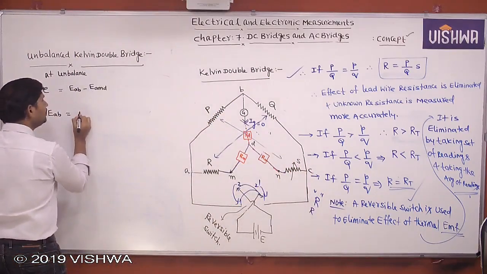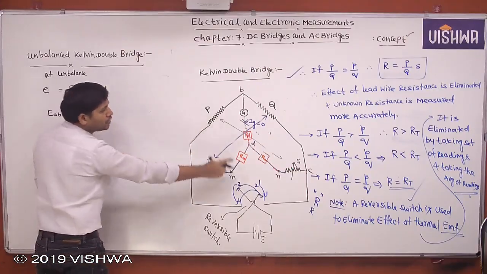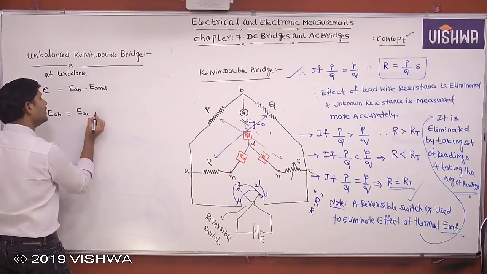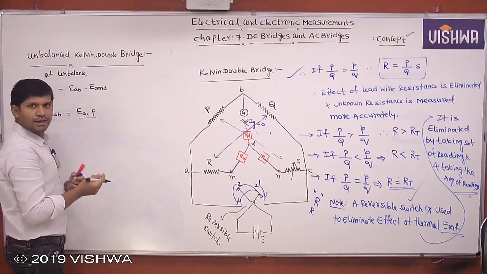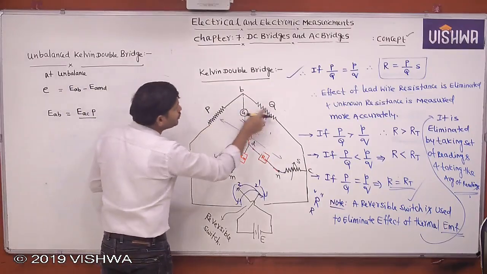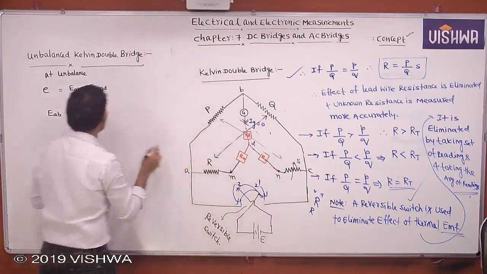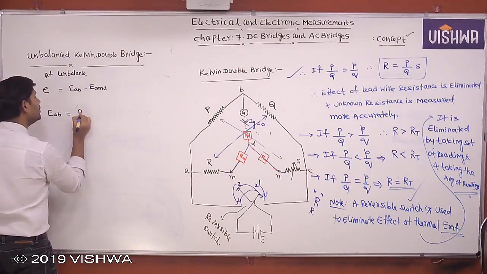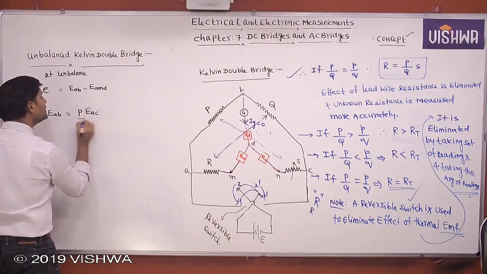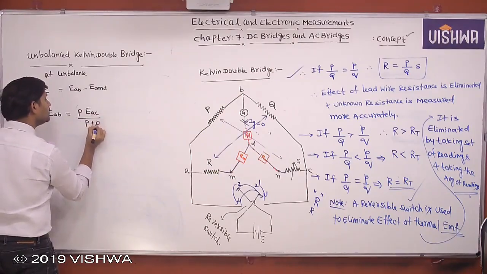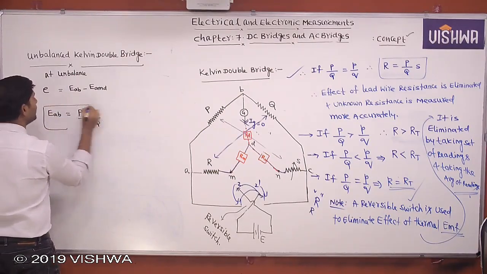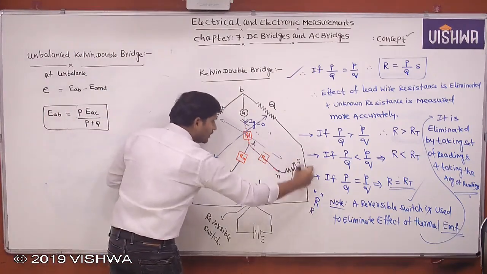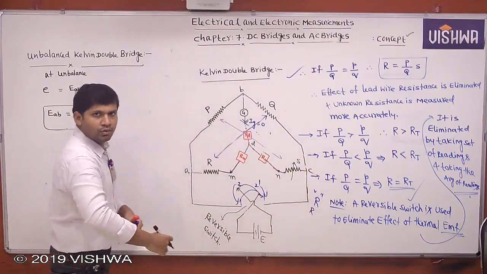EAB equals, by the voltage divider rule, the total voltage into that resistance. The total voltage is EAC, into P by P plus Q, since these two resistances are in series. This is the measured EAB. EAC is nothing but the total voltage, A to C.